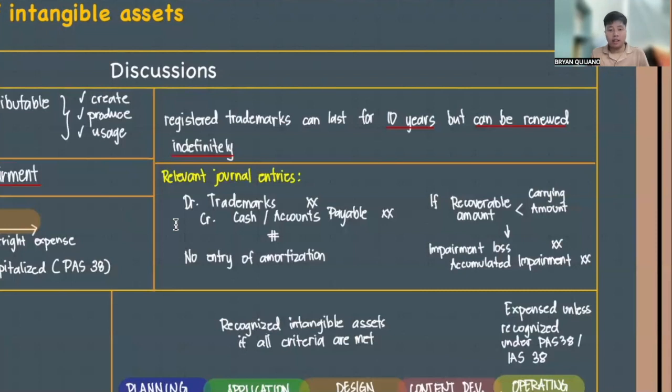But if at year end, you will notice that the recoverable amount, when we say recoverable amount, we are looking at the future economic benefits or the inflow of benefits that the entity is going to record, is less than the carrying amount, then you can safely say that the intangible asset or the trademark is impaired. Then you will record debit impairment loss, then credit accumulated impairment.